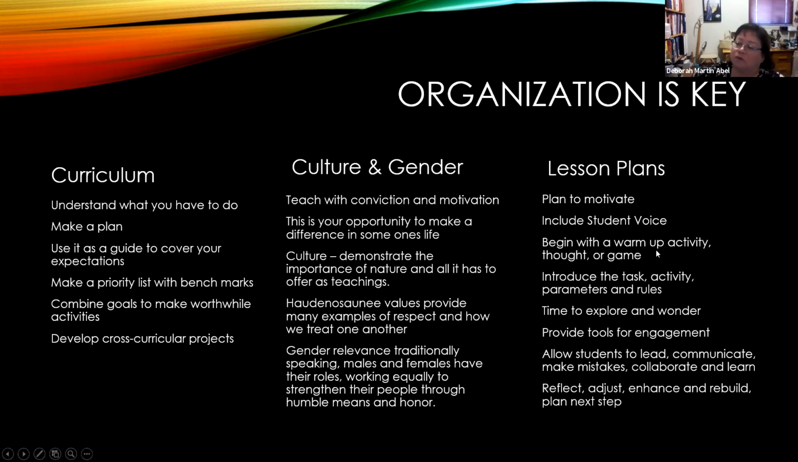And begin with a warm-up activity like we did in the beginning. Introduce the tasks, the rules, give them time to explore and to wonder. And make sure you provide the tools and allow for making mistakes. That's okay. And then reflect and enhance and rebuild and plan your next step.